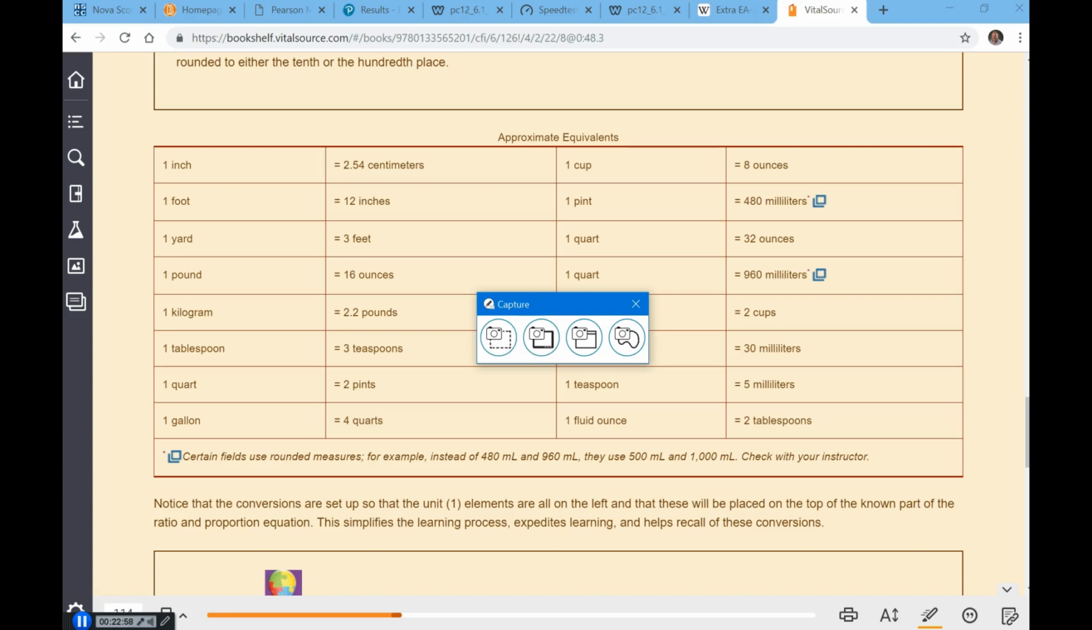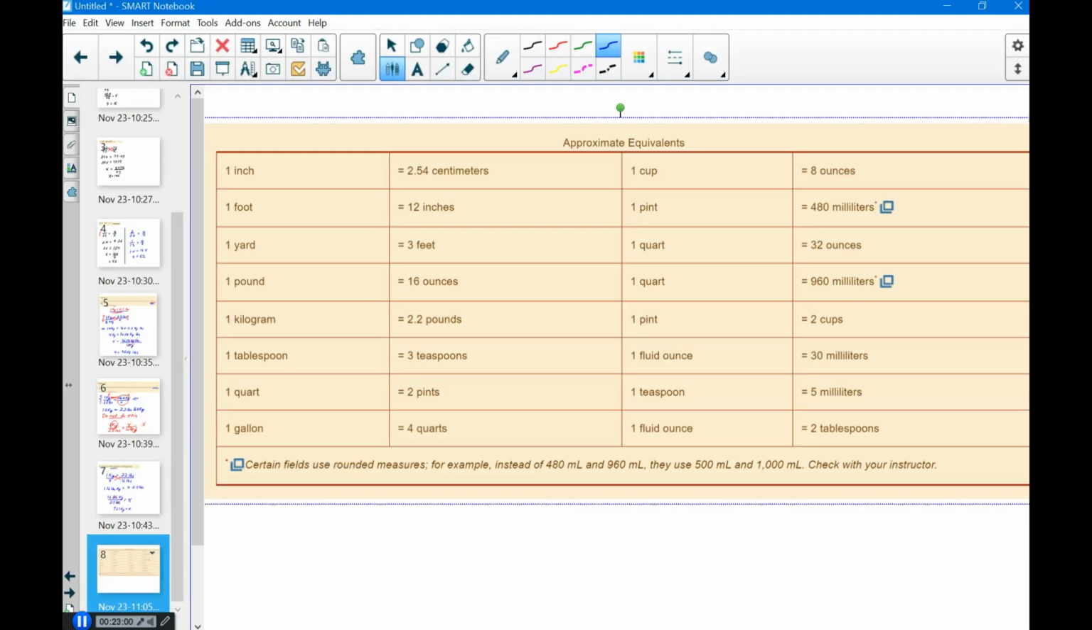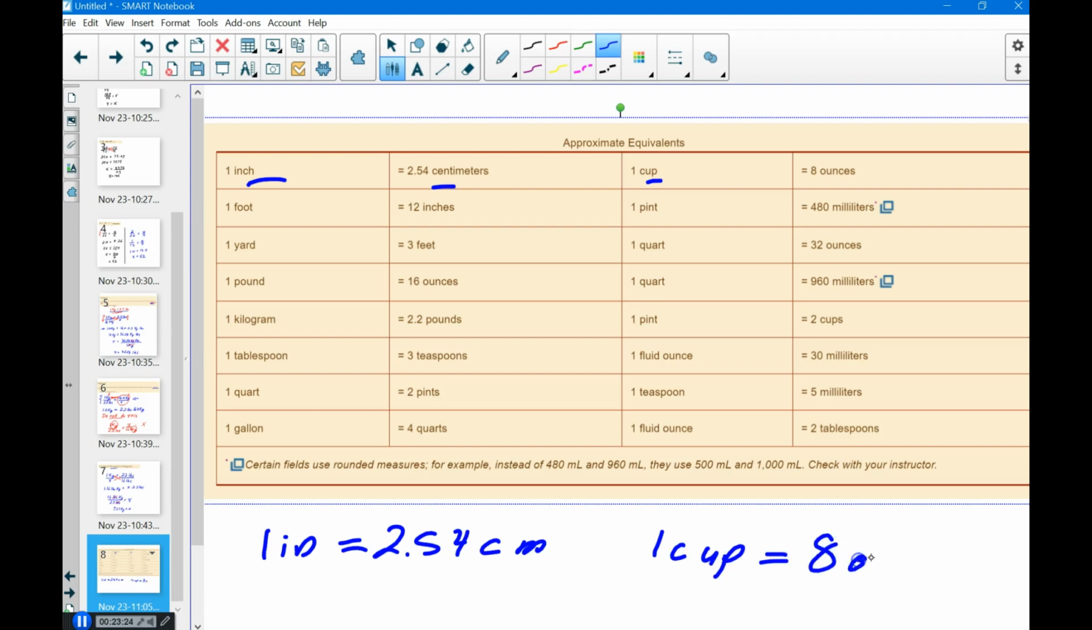I'll show you something first before I move on, how to use it, how to set this up. You'll notice they kind of broke it up into boxes like this one and this one and this one. But what it really looks like is basically like this. 1 inch is equal to 2.54 centimeters. Over here, 1 cup is equal to 8 ounces.